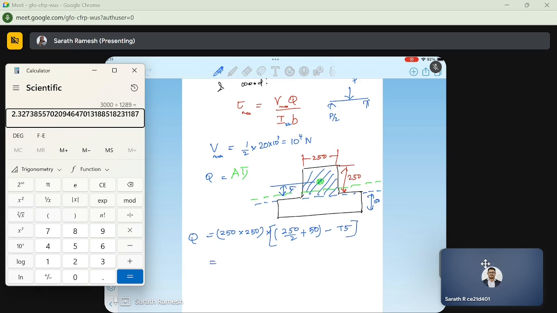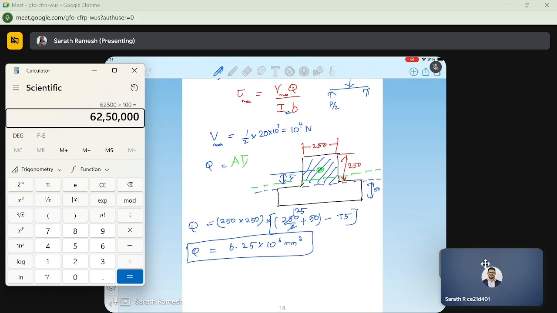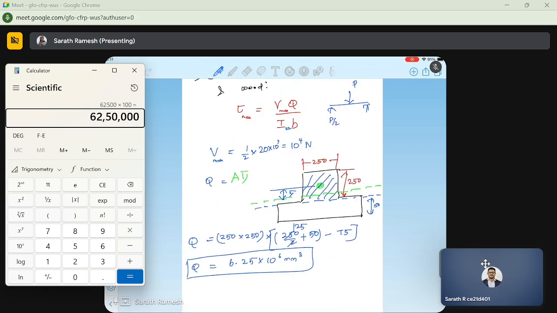The Q value will be in mm cube. So 250 squared times 125 plus 50 will be 175, minus 75 is 100. That is 6.25 into 10 to the power 6 mm cube. We are ready to substitute.